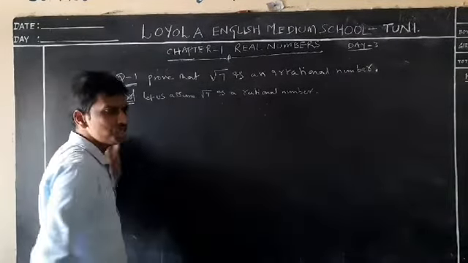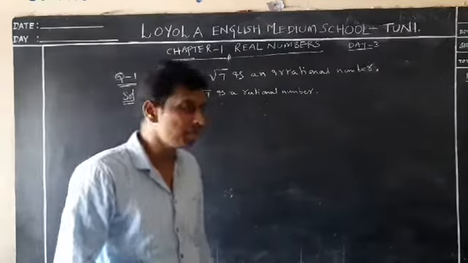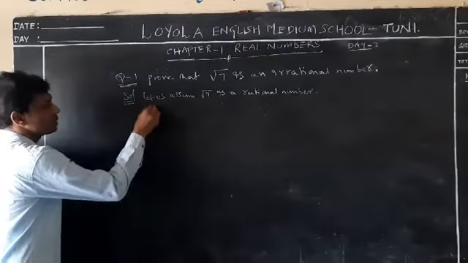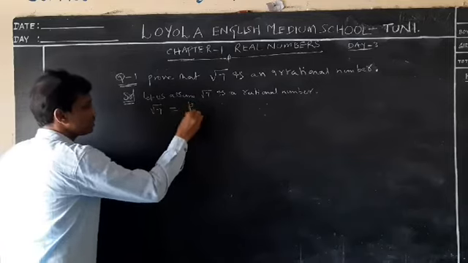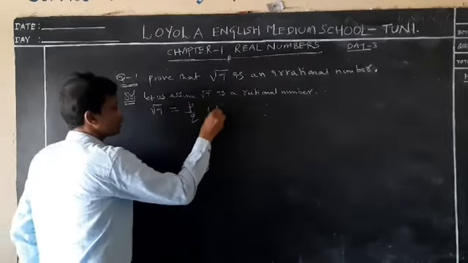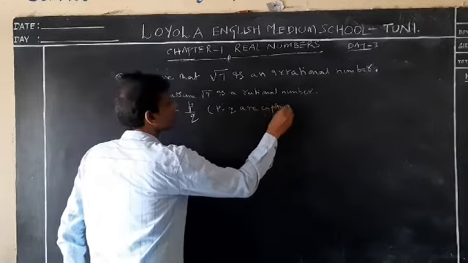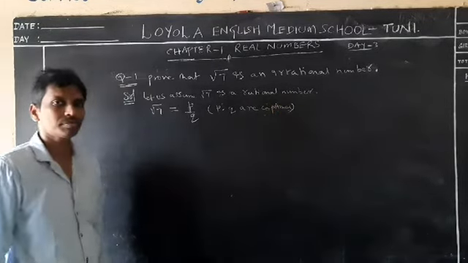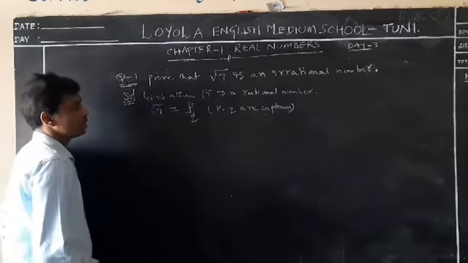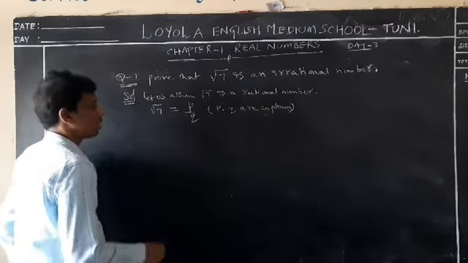When we assume root 7 is a rational number, can we write root 7 as p by q, where p, q are co-primes? So now, what am I doing here?